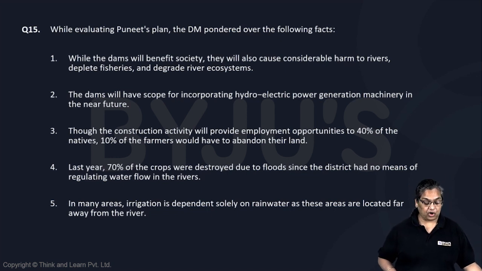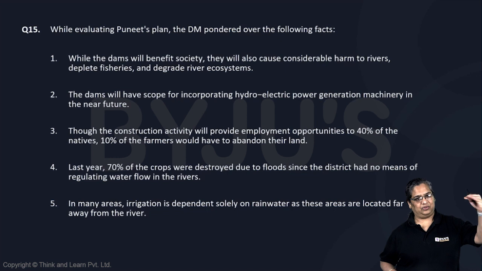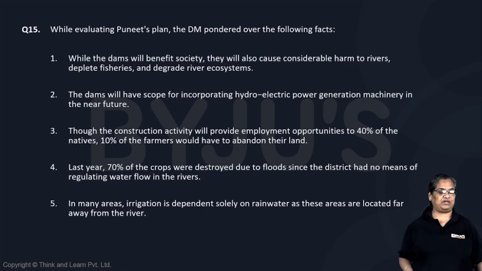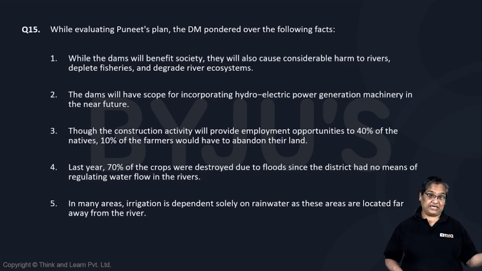Last year, 70% of the crops were destroyed due to floods since the district had no means of regulating water flow in the rivers. You know what happened with the Nile. Once the Aswan Dam was built, only then were the woes of the people of Egypt checked to a great extent. Otherwise, every year they had both. Same way, for any river, when there is flooding, if you dam the river, you can stock up the flood waters in the reservoirs. So when there's a lot of rain, you dam up the waters. So 70% of the crops were destroyed. If the dams had been there, floods would have been averted. So that's a positive about the dam.